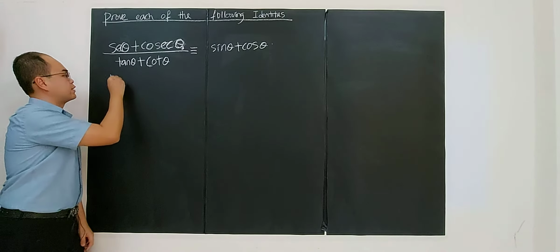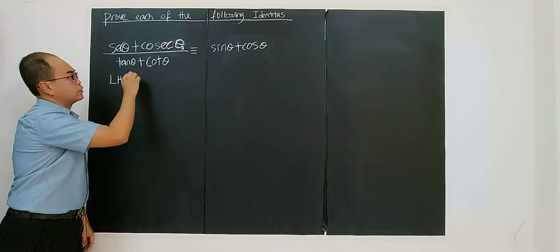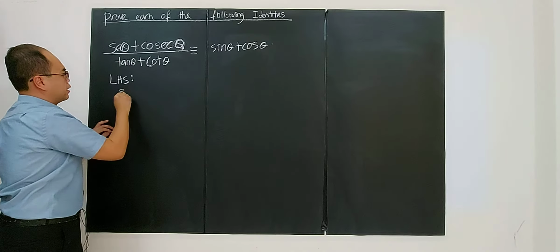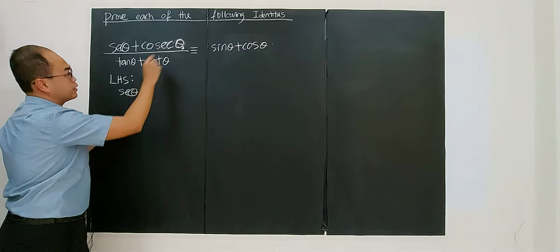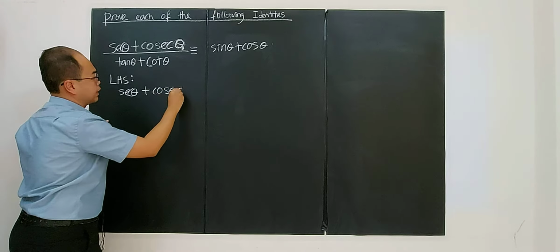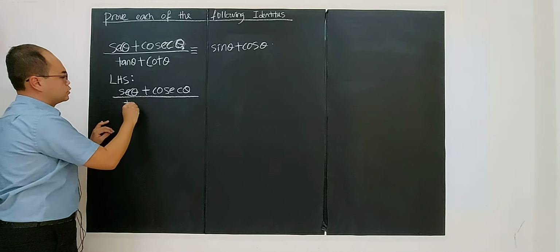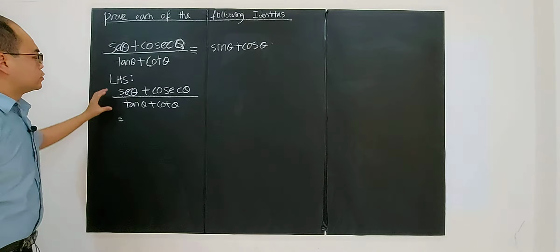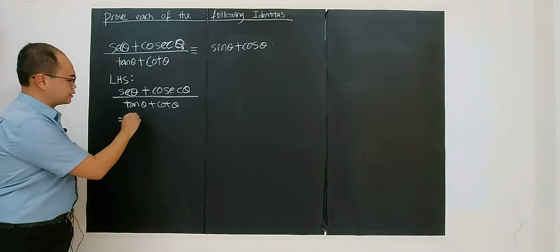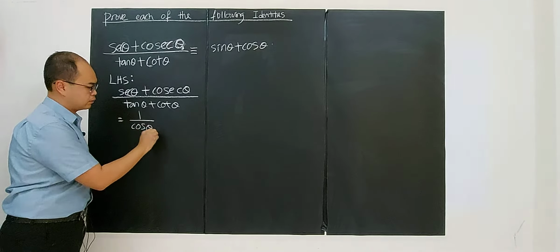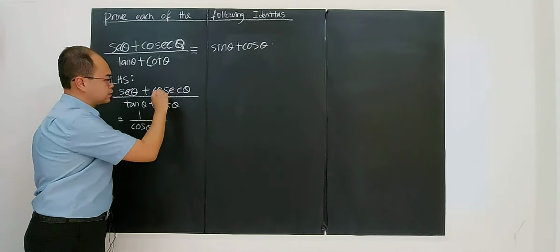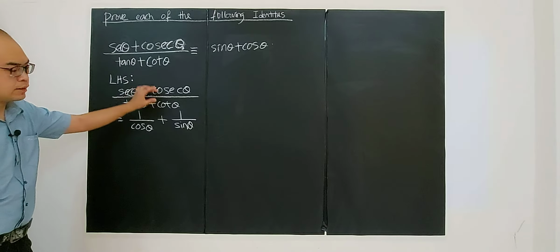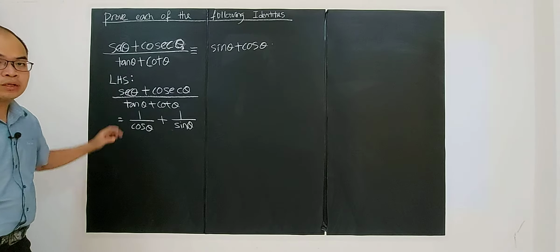Alright. So I will use the left hand side because the right hand side is a very simplified form. This is something that you may use to simplify and get the right hand side. So you have tangent theta plus cotangent theta, right? As you know, secant theta can be rewritten as 1 over cos theta, and cosecant theta can be rewritten as 1 over sin theta.